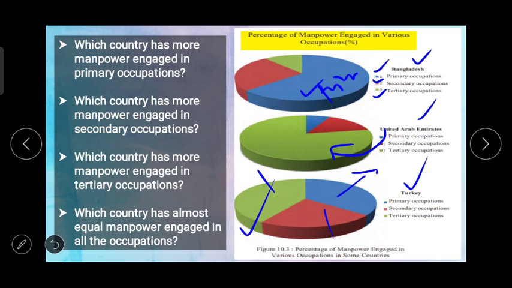So countries which have more manpower engaged in tertiary activities are considered to be developed countries. Try to understand this. जिस देश में टर्सरी ऑक्यूपेशंस में अगर ज़्यादा से ज़्यादा लोग एंगेज है तो माना जाता है कि वो कंट्री डेवलप्ड कंट्री है.